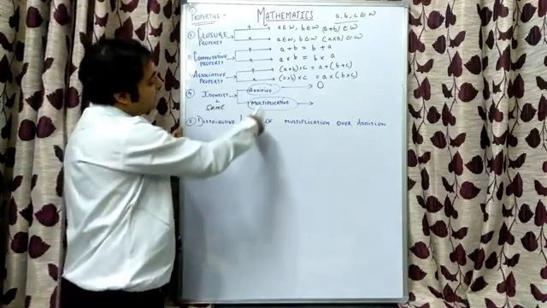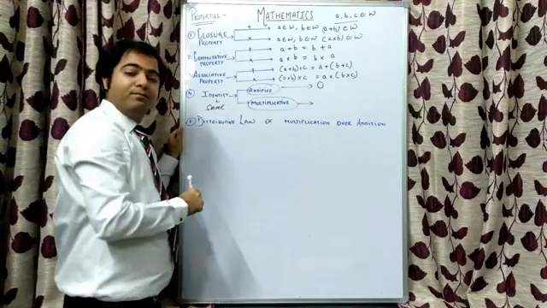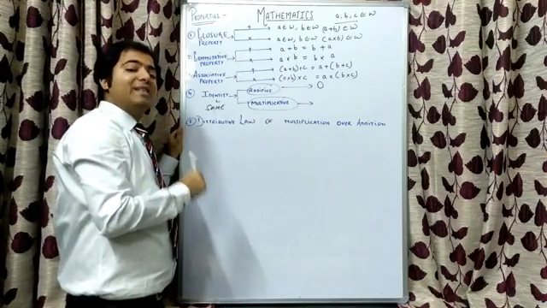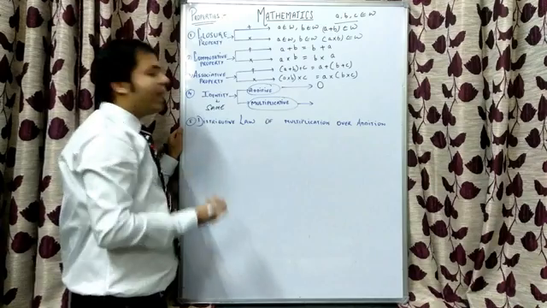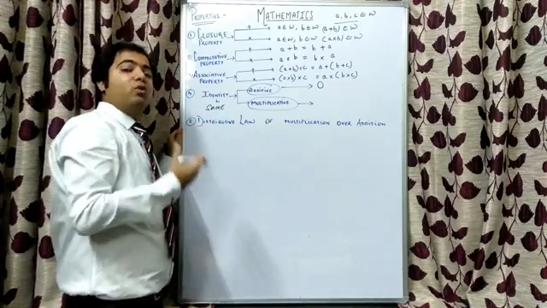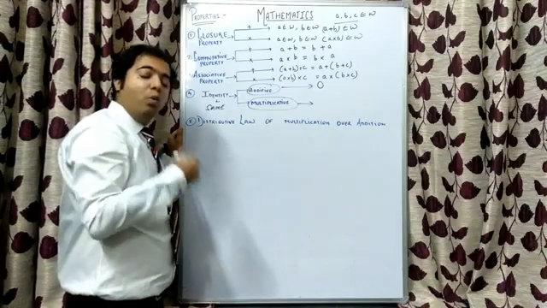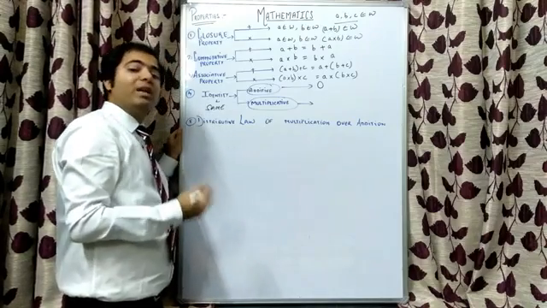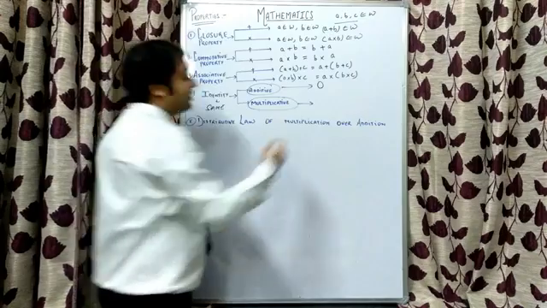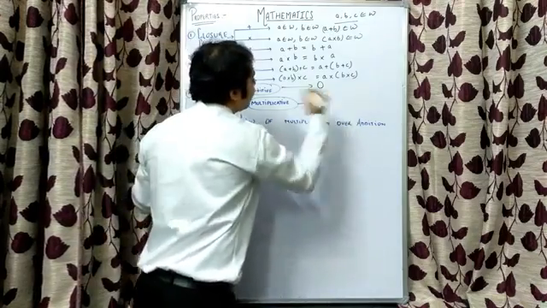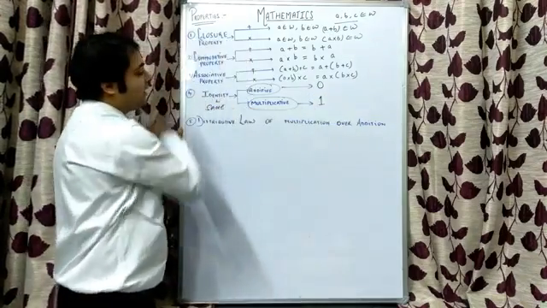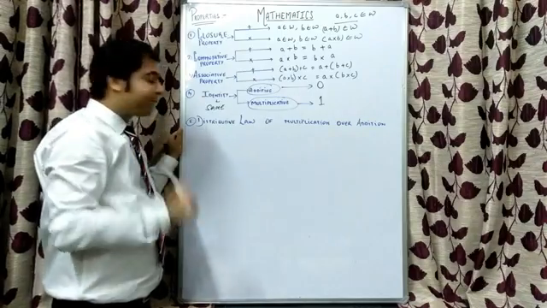The next property, multiplicative identity. Multiplicative identity states that what I should multiply to a whole number so that the whole number remains same. Suppose we take 21. What should I multiply to 21 so that 21 remains 21? The answer is 1. So the multiplicative identity of whole numbers is 1.